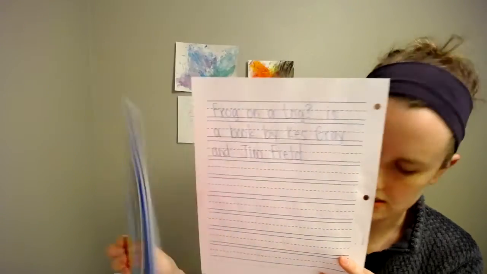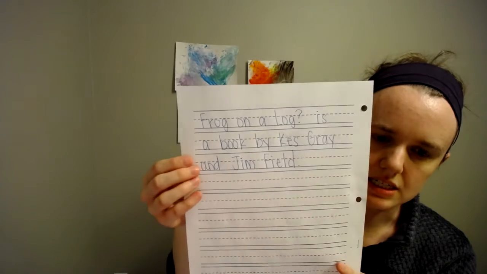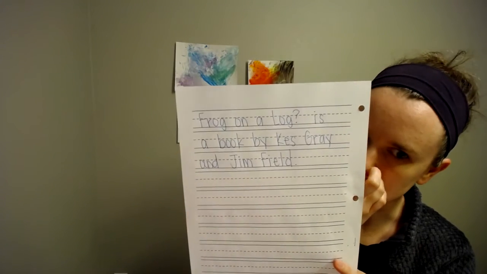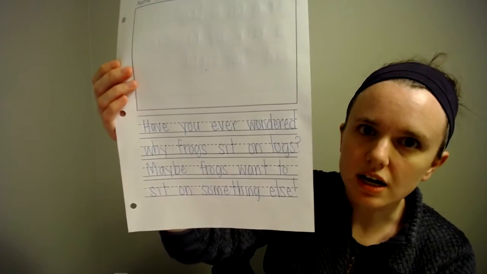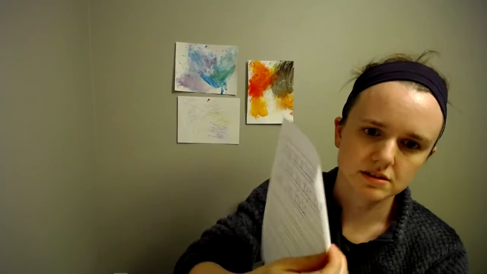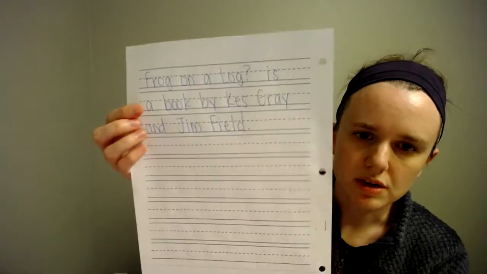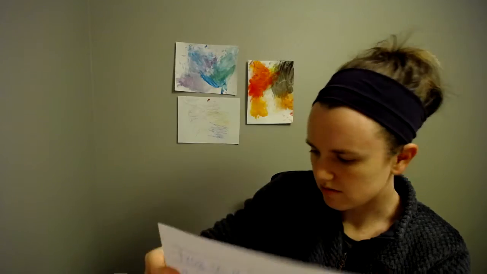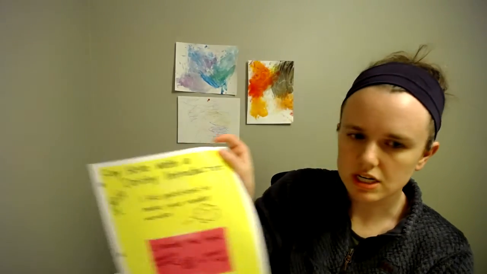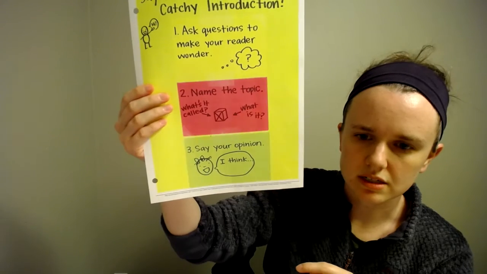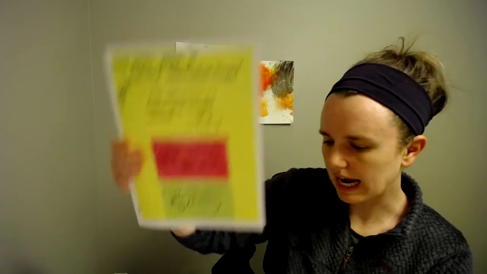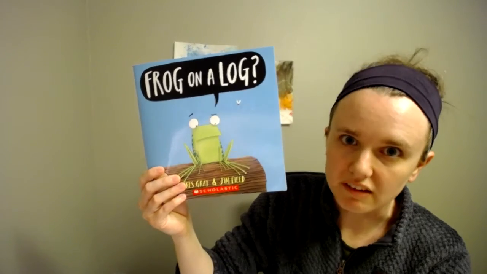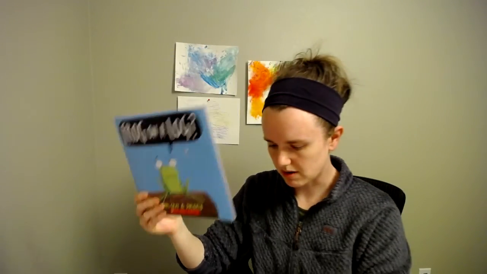Do you see their names? I thought I'd give them credit in my sentence that tells about what this is. So Frog on a Log is a book by Catchy and Jim Field. So far I've got, have you ever wondered why frogs sit on logs? Maybe frogs want to sit on something else. Frog on a Log is a book by Catchy and Jim Field. So my last job in my catchy introduction is I had better say my opinion. And this is just a quick statement that tells what do I think. And I think that this book is the funniest book ever. Okay, so that's what I'm gonna write.